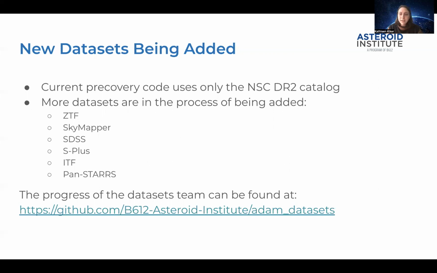So finally, new data sets are being added all along. The current one is the NSC DR2 catalog. However, we're working currently to add ZTF, SkyMapper, SDSS, and more. And the progress of that can be found here at this repo.